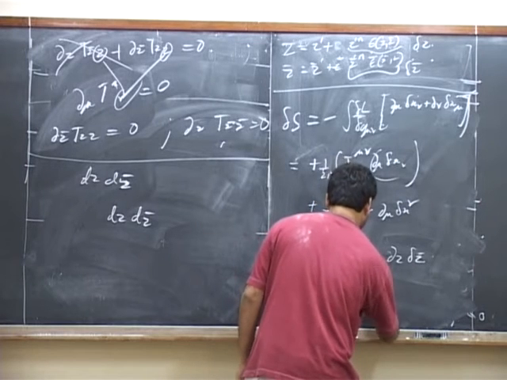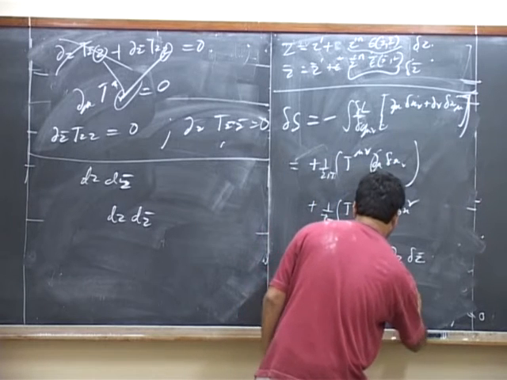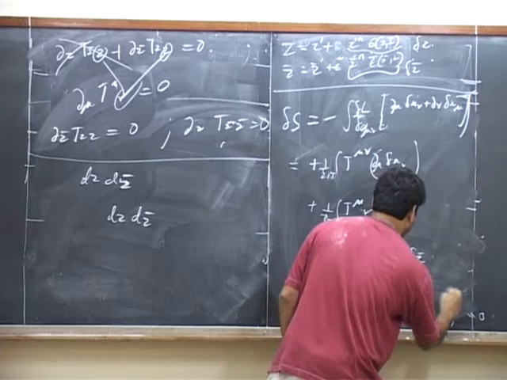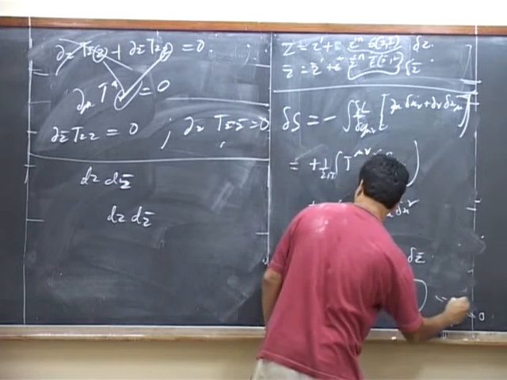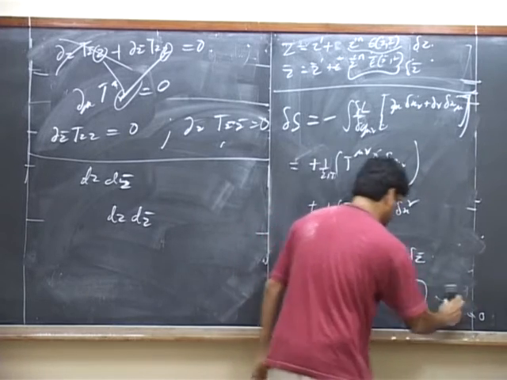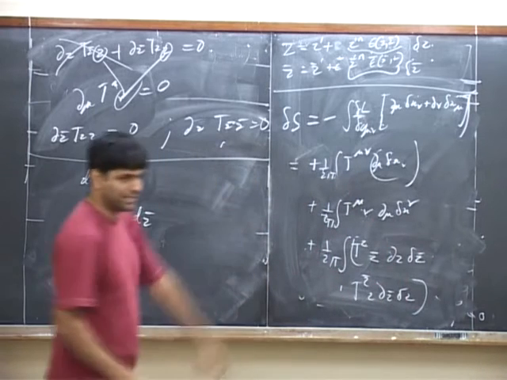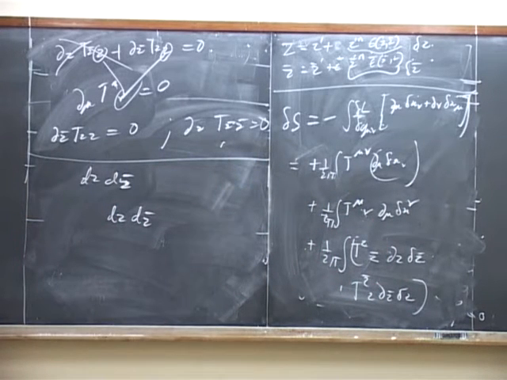T z bar z del z bar delta z is equal to 0. I mean, no, this is the derivation reaction. Okay?